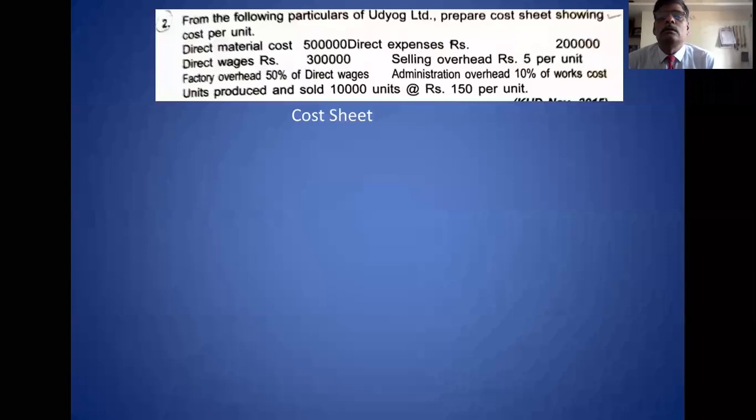Then you add selling and distribution overhead. Selling and distribution overhead is rupees 5 per unit. For 1 unit, 5 rupees; you produced and sold 10,000 units. Multiply by 5, and you will get the total cost. And then you write the sales and ascertain the profit. Okay, you see here.